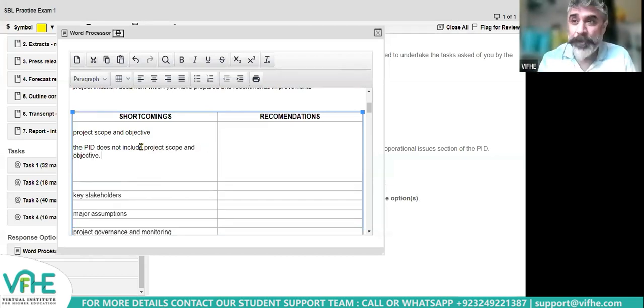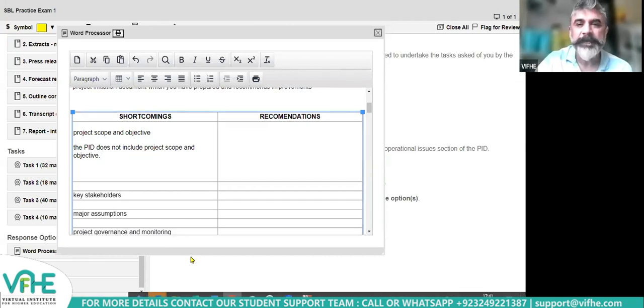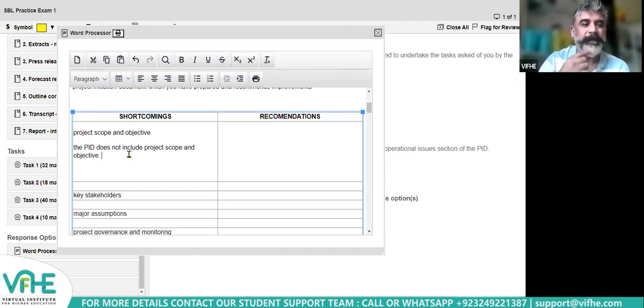This is how I will write to the junior. When I'm reviewing his document, and if I find some error, this is how I will start. The PID does not include project scope and objective. That's a statement of fact. Or you can say that the scope and objective is missing from your document. Okay, that's a statement of fact.